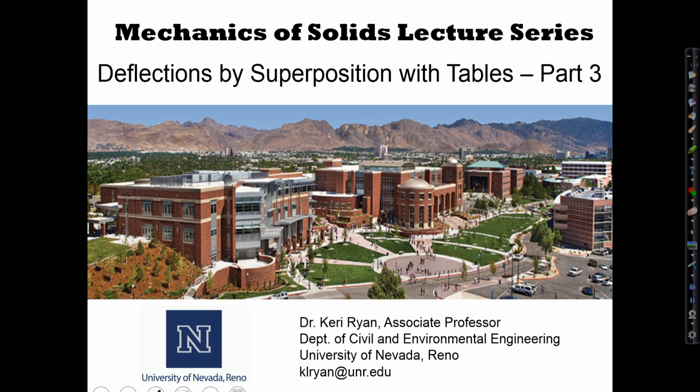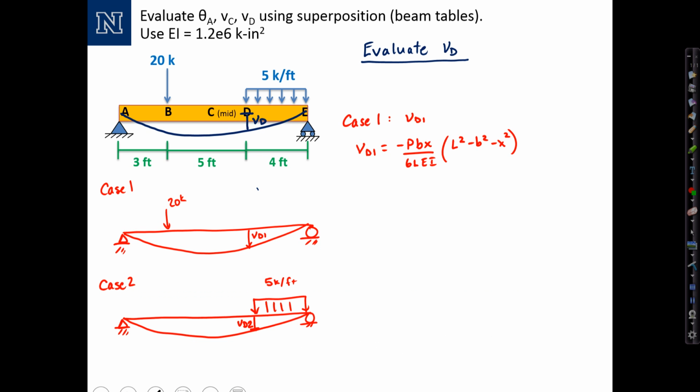In this series of videos, we're evaluating deflections using the superposition method with the assistance of beam tables. In the previous video, we were working this example of a simply supported beam. We had already found V sub C, and in this video we'll continue by finding V sub D and theta sub A, starting with V sub D.